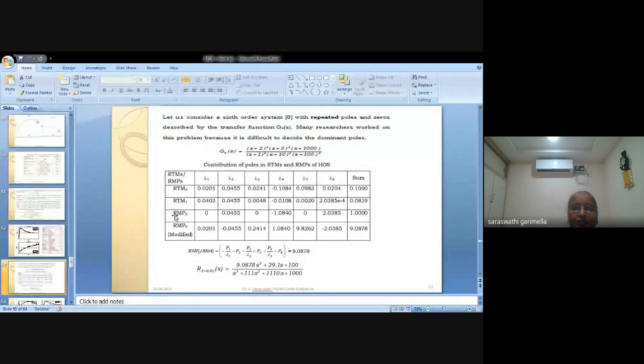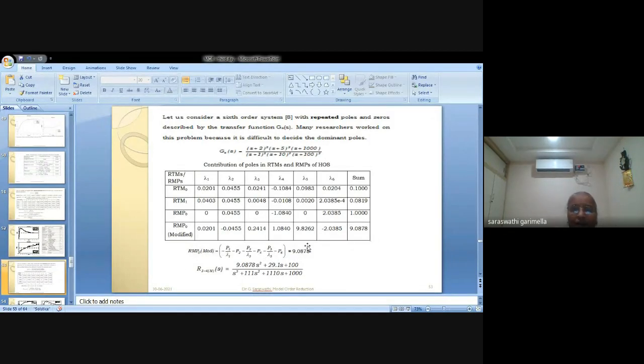So actually if you calculate the previous way, it will come out like this. But for repeated poles, I gave a modified approach. So this will be like this. This is the Markov parameters we will get, not 1, but this is the Markov parameter we will get. So I calculated this, that's how I calculated.